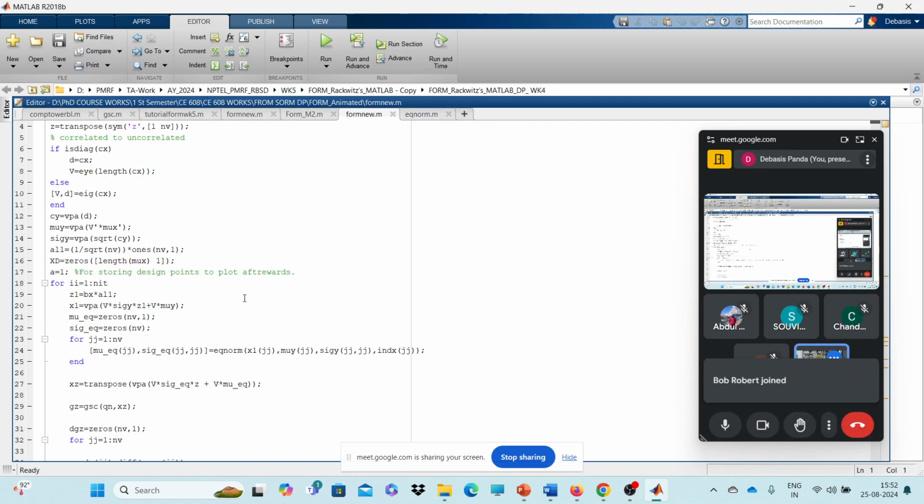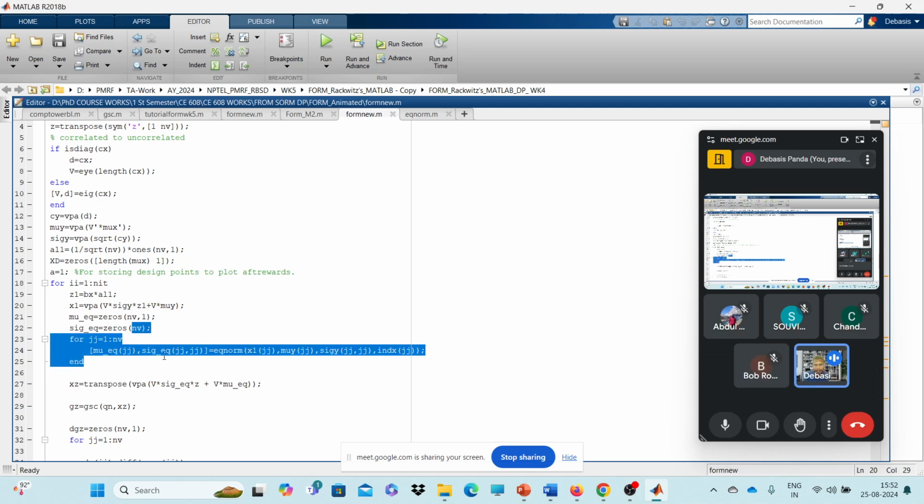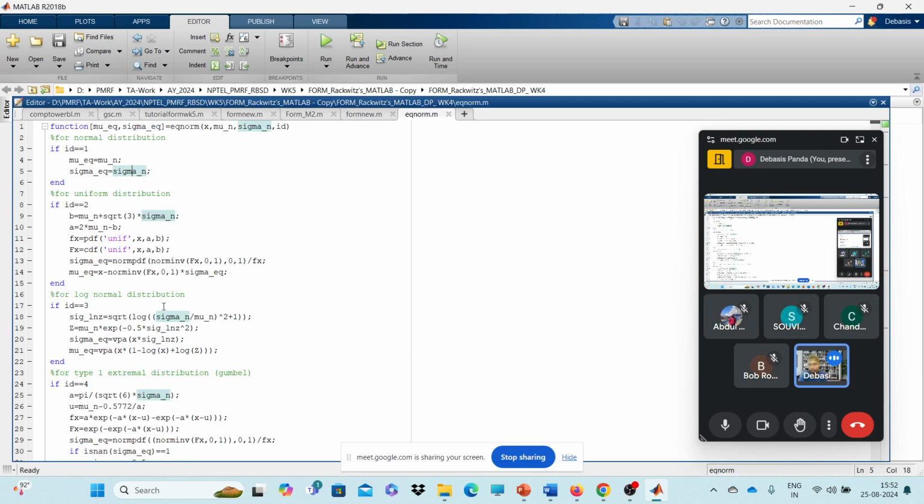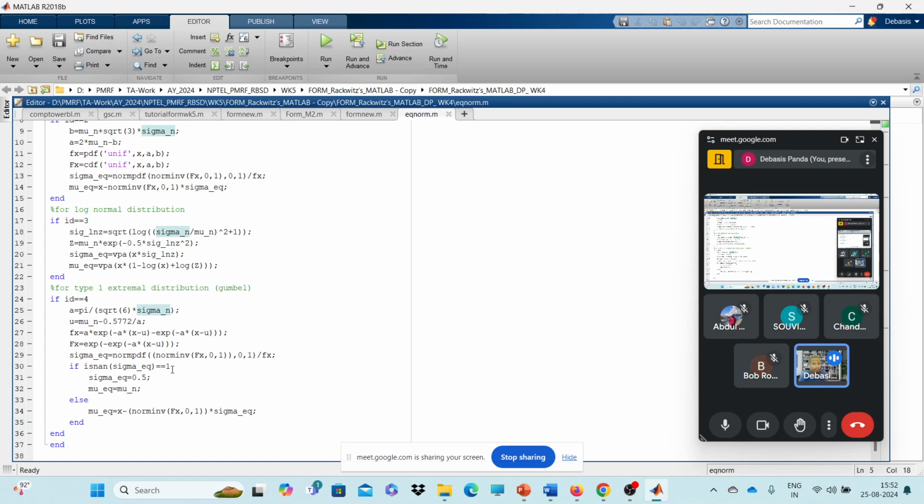So in this domain, or in this region, we are checking whether there is any non-normal random variable or not. This code can handle four kinds of random variables. One is normal, because I have put four types of conversion to an equivalent normal distribution, but you can add more of them.